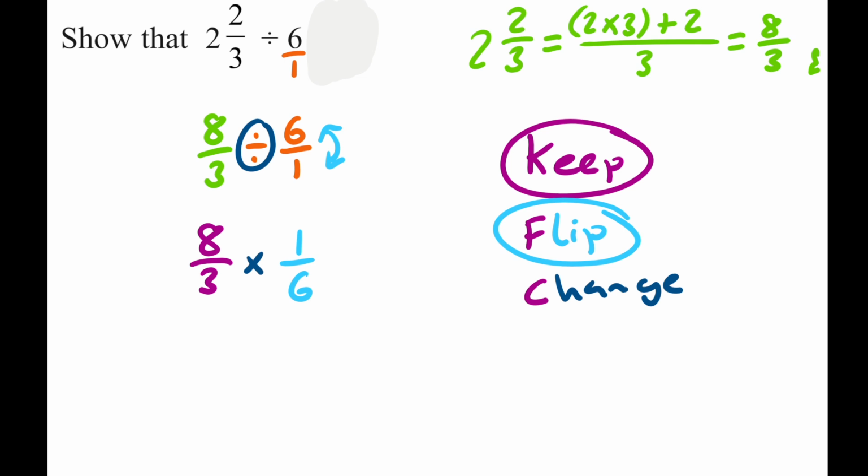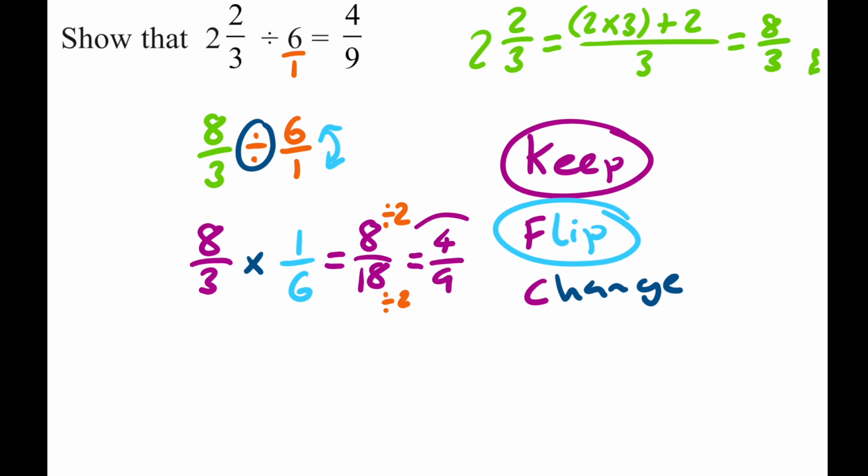Now we just multiply straight across. So 8 times 1 gives us 8. 3 times 6 gives us 18. Now I'm going to uncover what we did earlier. We wanted it to become 4 over 9. We look at what goes into both of those. So 8 and 18 are both divisible by 2. So I'm going to divide both of those by 2. So 8 divided by 2 gives you 4, 18 divided by 2 gives you 9, and that's the answer that we wanted to show. So we've now shown that that calculation gives you 4 over 9.